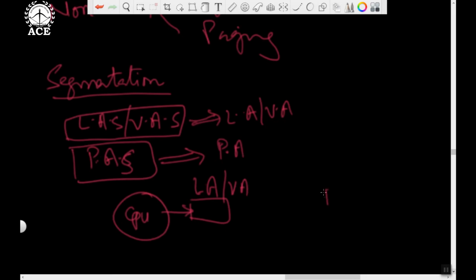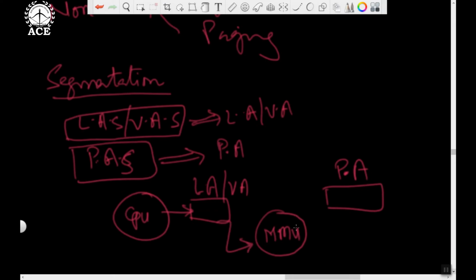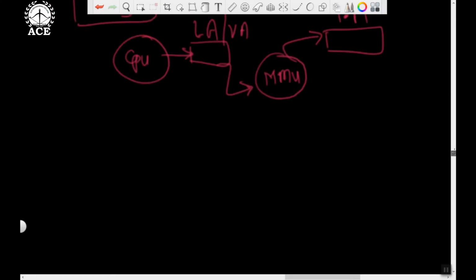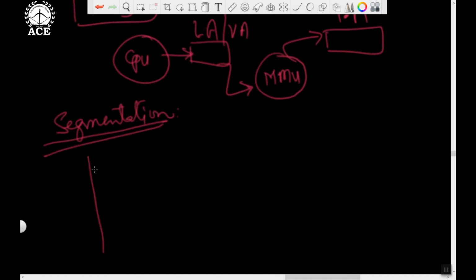In segmentation, we first introduce the concept, for both segmentation and paging, of something called logical address space, virtual address space, and physical address space. Kindly see these definitions I gave in the class. What is logical address space, and what is physical address space. To access the logical address space, we use the logical or virtual address, and to access the physical address space, we use the physical address.